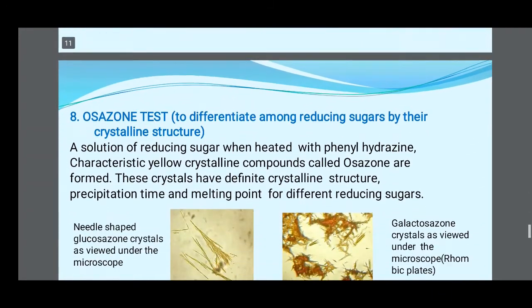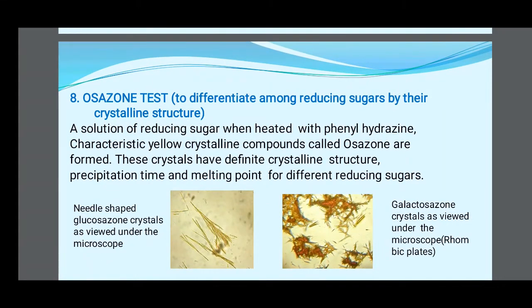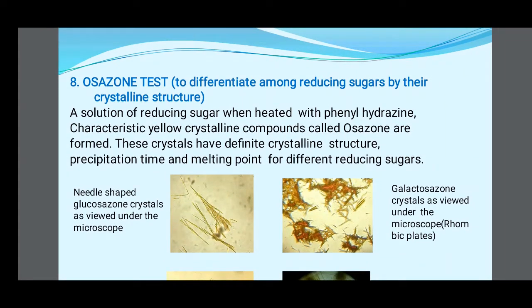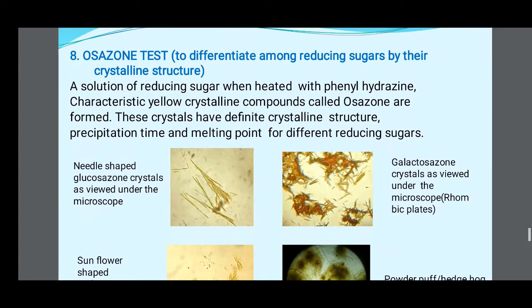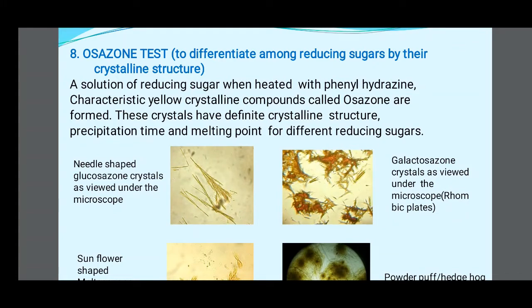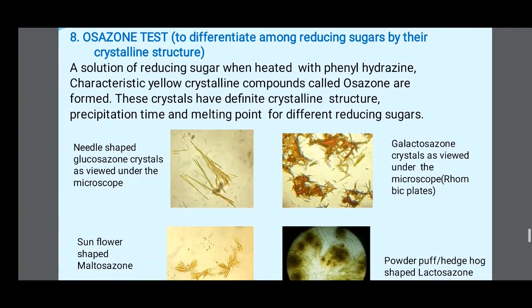Then osazone test to differentiate among reducing sugars by their crystalline structure. A solution of reducing sugar when heated with phenylhydrazine forms characteristic yellow colored crystalline compounds called osazones. These crystals have definite crystalline structure, precipitation time and melting point for different reducing sugars. Needle-shaped glucosazone crystals as viewed under the microscope.